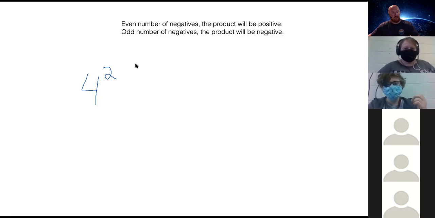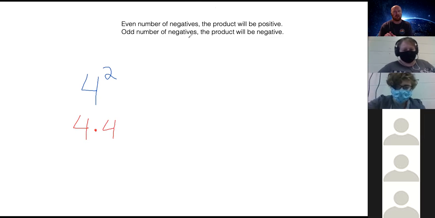Okay. Does anybody know what this means? What is 4 to the second power or 4 squared? What does it mean? Good, Michaela. It means 4 times 4. And I'm using the dot for multiplication right now. It means we have 4 and we're multiplying it by itself 2 times. The exponent tells us how many times we're taking the number times itself. So 4 times 4 we know is 16.